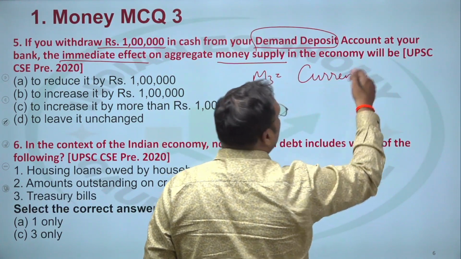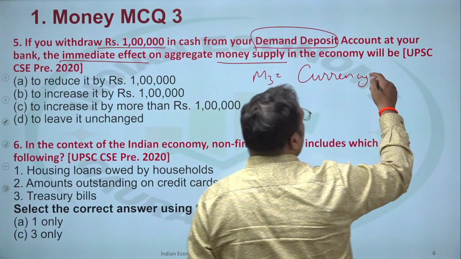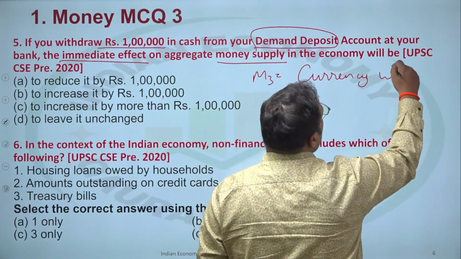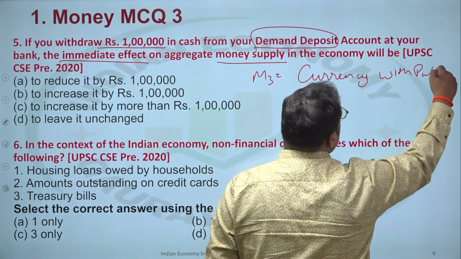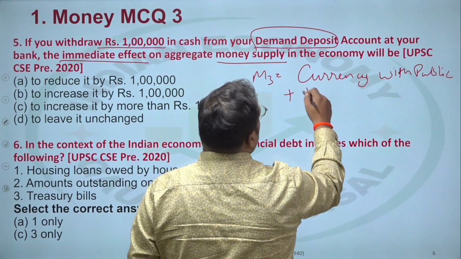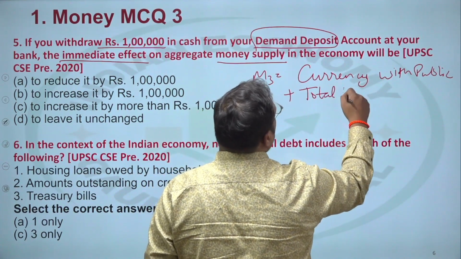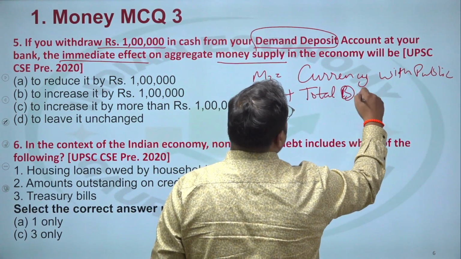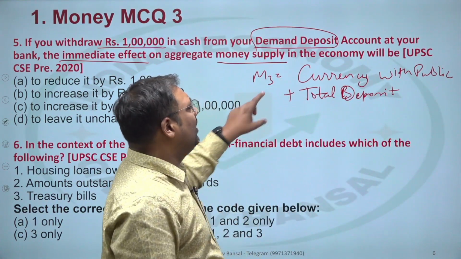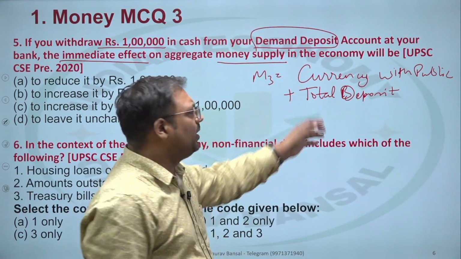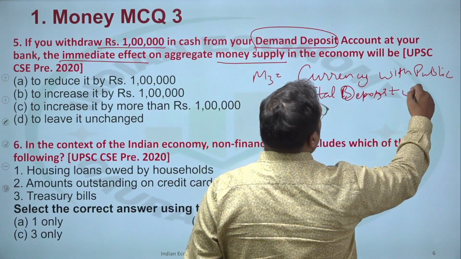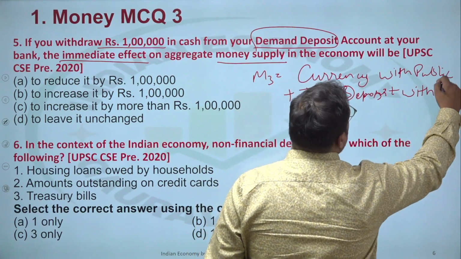Okay, we wrote it as M1 plus time deposit. But if I have to write it independently, again I have to define it. Currency with public plus total deposit in banks. In M1 we had demand deposit. In M3 we had demand deposit plus time deposit, which will make it total deposit. That is also how we can write this: total deposit with bank.